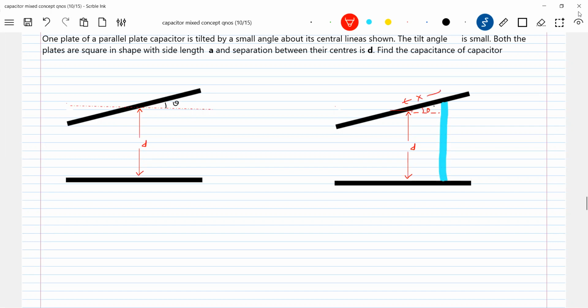Theta, call this distance x. That will be, oh, sorry, this is x, this is dx. So dx will be very small, theta will be very small again. So the tilt angle theta is small. So what can be this distance? Can we write it as x theta? Tan theta equal to y by x.